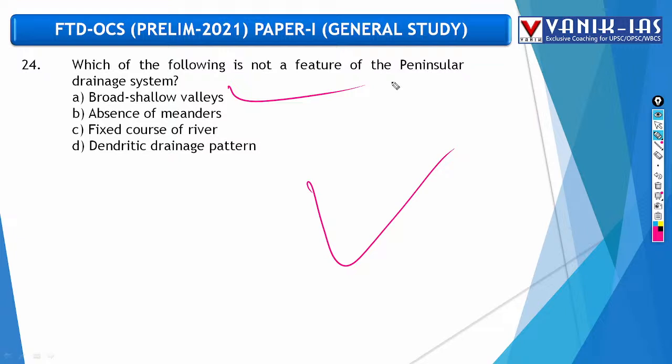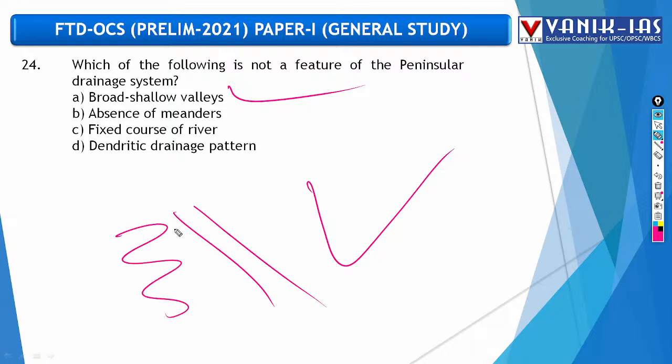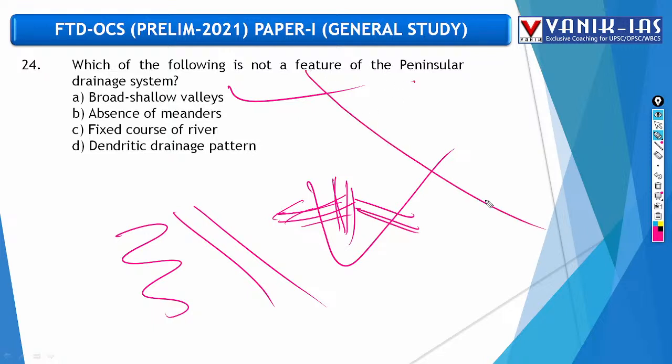Peninsular drainage system: absence of meanders. That means there will be no meanders, because they have a very short path. Some river coming from the Western Ghats will directly go to the sea, like this. They are not like the Himalayan rivers, which have a long path. So there is no meandering, right?